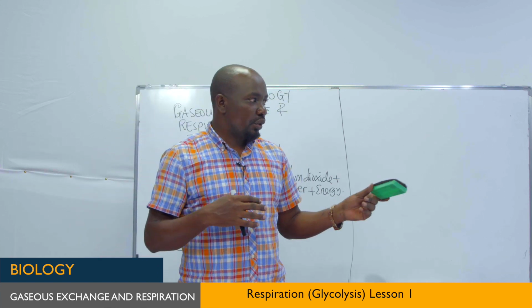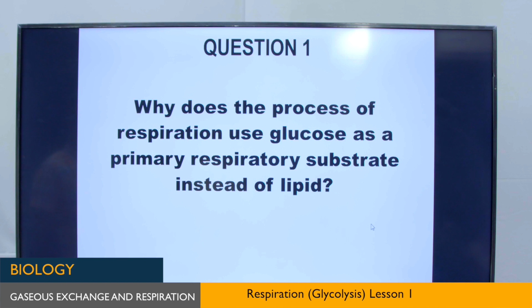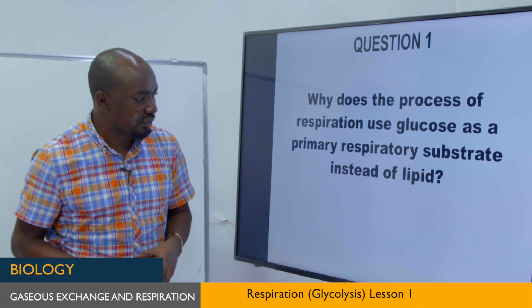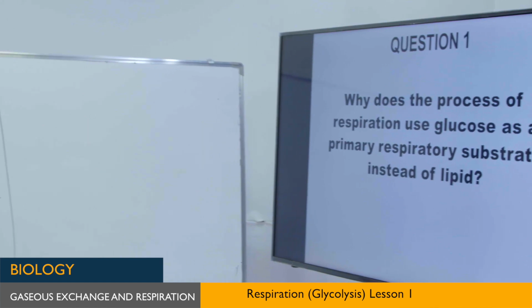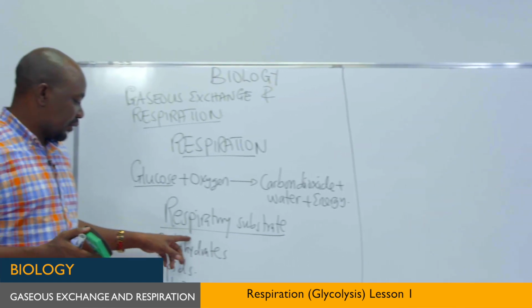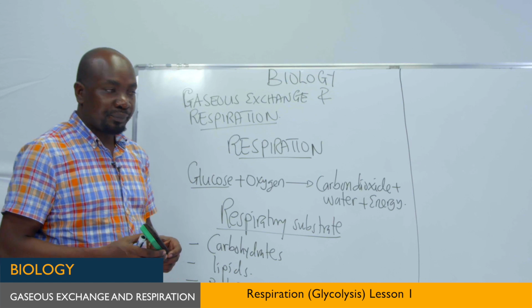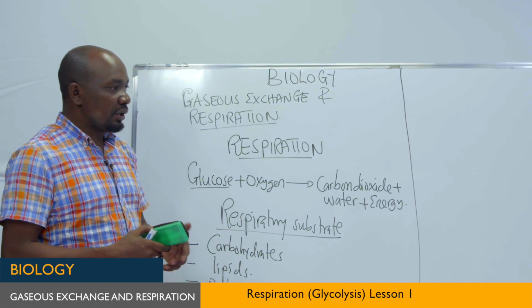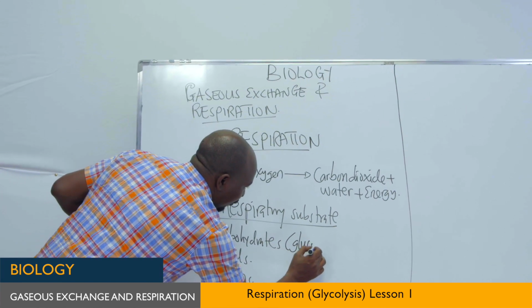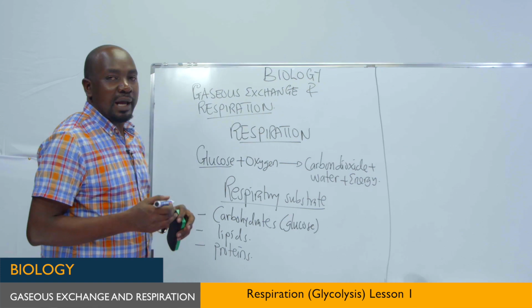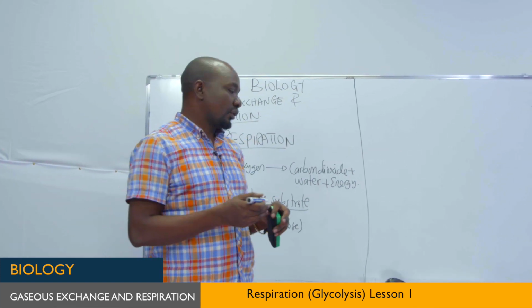Then let us see this question. Question number 1 reads as follows: why does the process of respiration use glucose as a primary respiratory substrate instead of lipid? Dear student, I have introduced to you that we have only three respiratory substrates. But carbohydrate, in the form of glucose, is respired first in preference to the others.